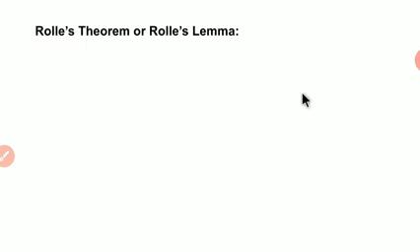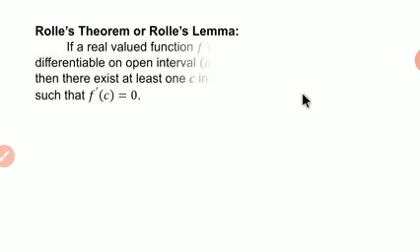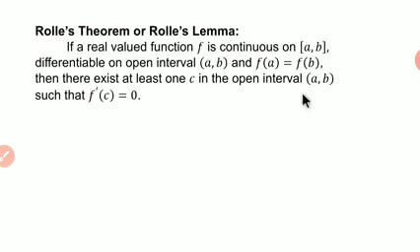Rolle's theorem is also called Rolle's lemma. Now, if a real valued function f is continuous on closed interval a to b, differentiable on open interval a to b, and f of a is equal to f of b, then there exists at least one number c in the open interval a to b such that f dash of c is equal to 0.